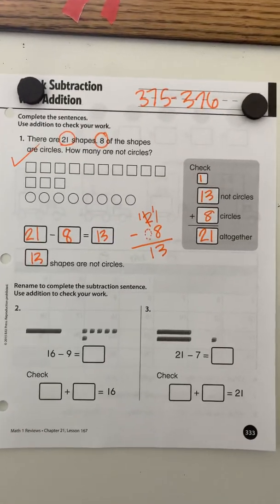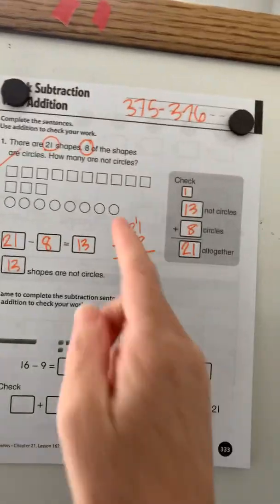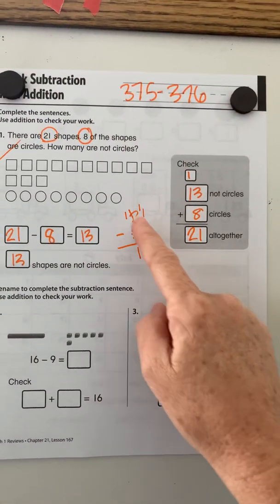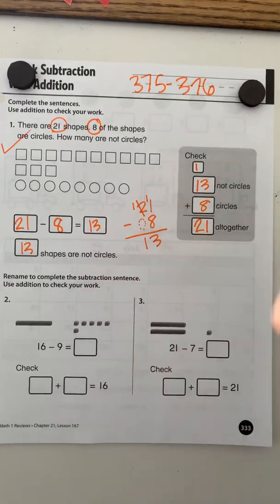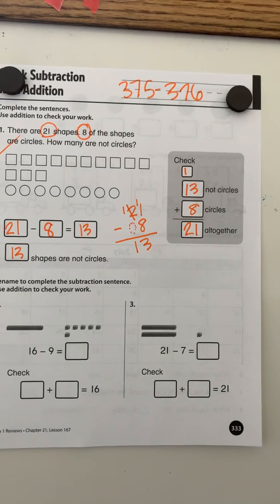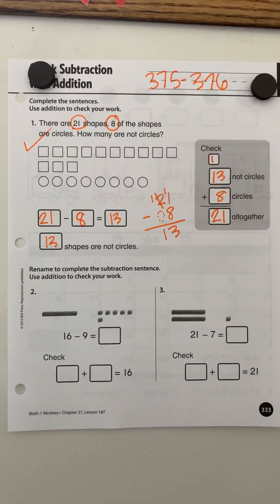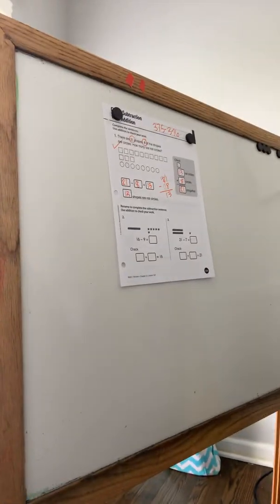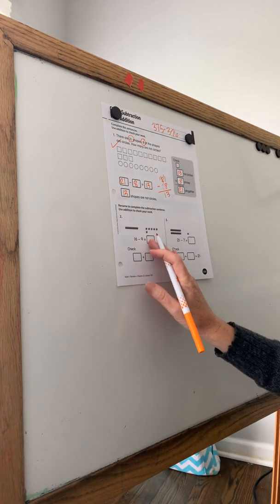So I'm going to turn this around so you can see it a little better up close. Okay. We have to borrow here because 1 can't take away 8, so we have to borrow a 10. So we make this a 1 and bring that 1 over here that we borrowed. And then we can subtract. And then over here is where we check our work with our adding. Okay? All right, let me see if I can just set it down like this. I probably can.